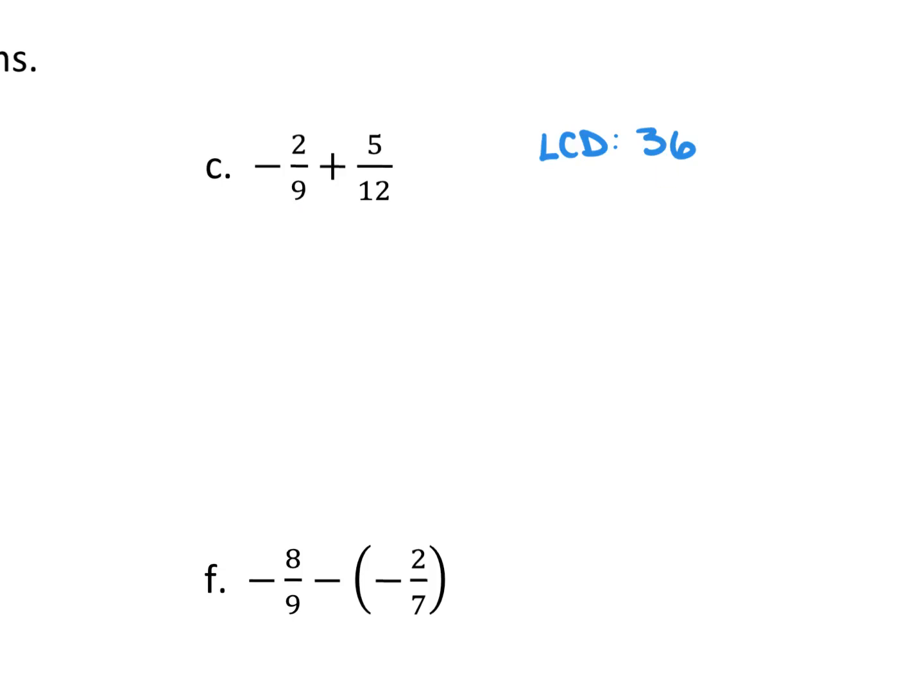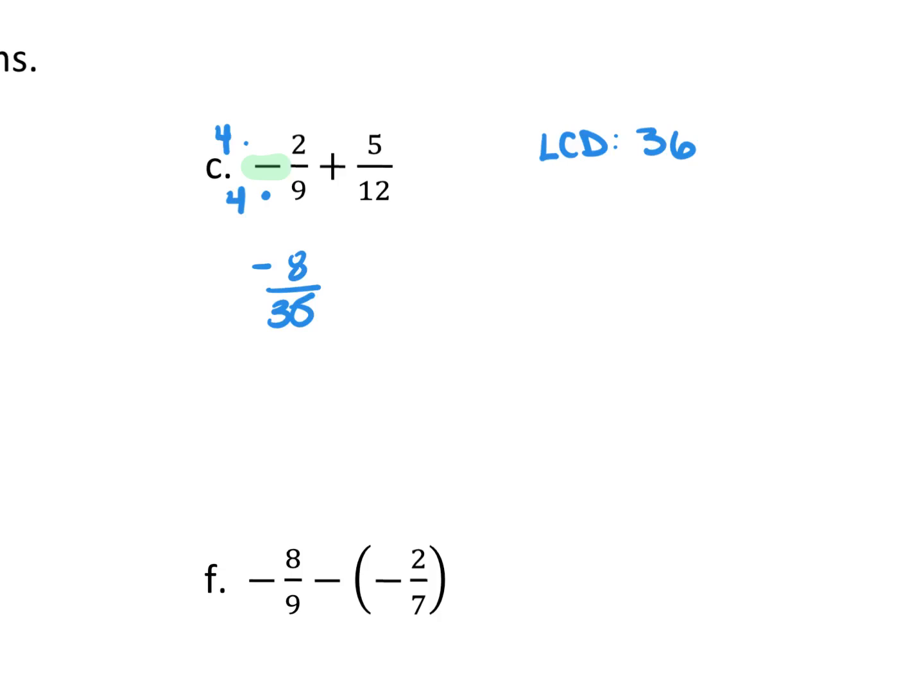We want to multiply by 4. And again, whatever we do to the bottom, we do to the top. This becomes 8 over 36, and we do have that negative right there, and so we do need to make this negative 8 over 36. Sorry, that's supposed to be a 36.